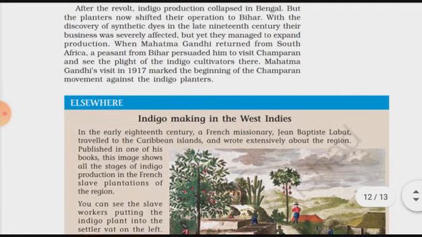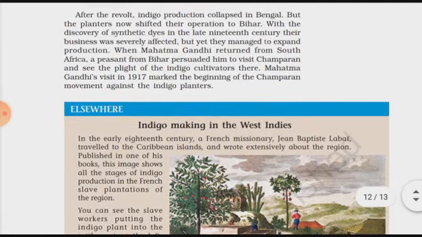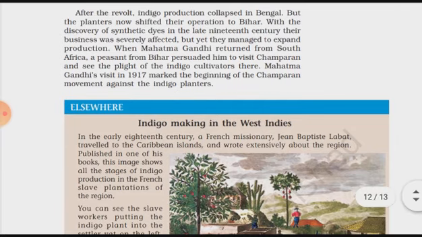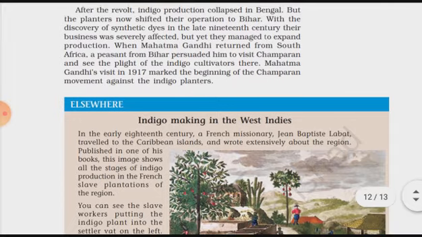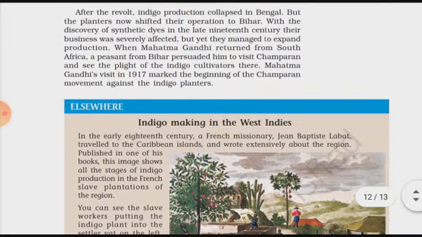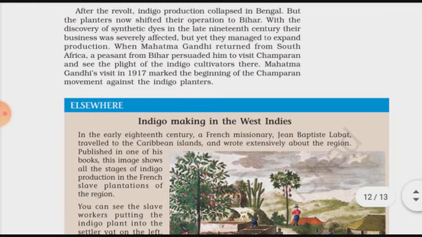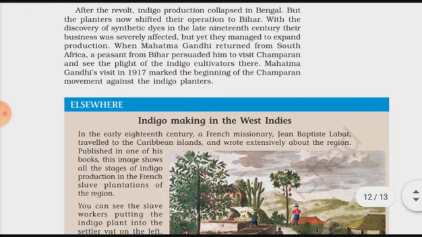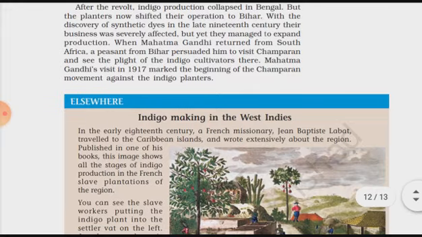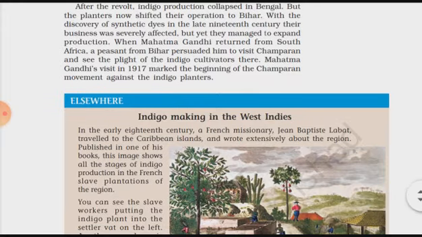When Mahatma Gandhi returned from South Africa, a peasant from Bihar persuaded him to visit Champaran and see the plight of the indigo cultivators there. As everyone is familiar, the father of the nation, Mahatma Gandhi, when he came back from South Africa, one of the peasants made him agree to visit Champaran and see the very sorrowful condition of the indigo cultivators.